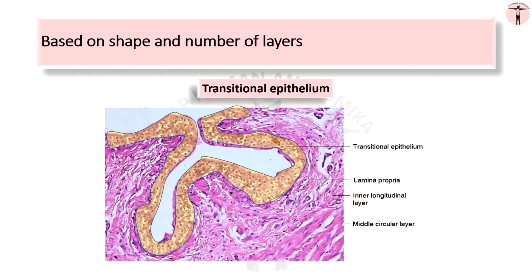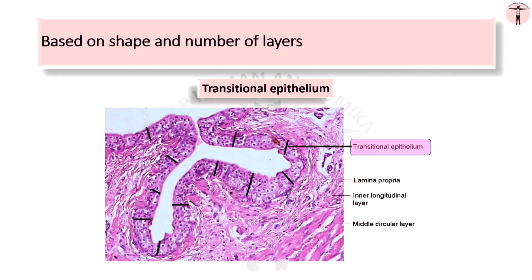So that is the section of urinary bladder showing the transitional epithelium. Now observe the thickness of the transitional epithelium. This is the epithelium. The rest of the layers of the urinary bladder will be discussed along with the session on urinary bladder.